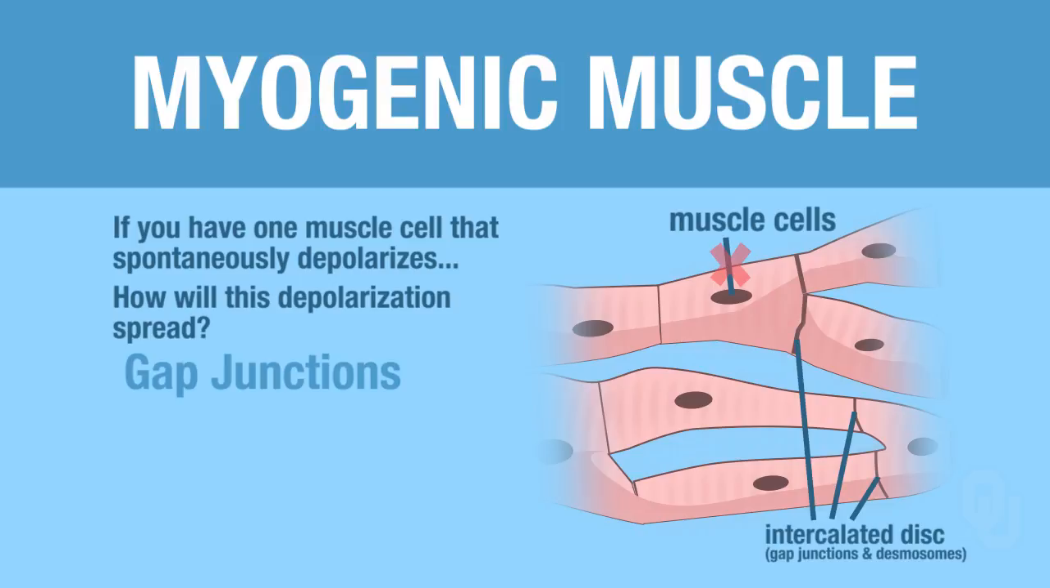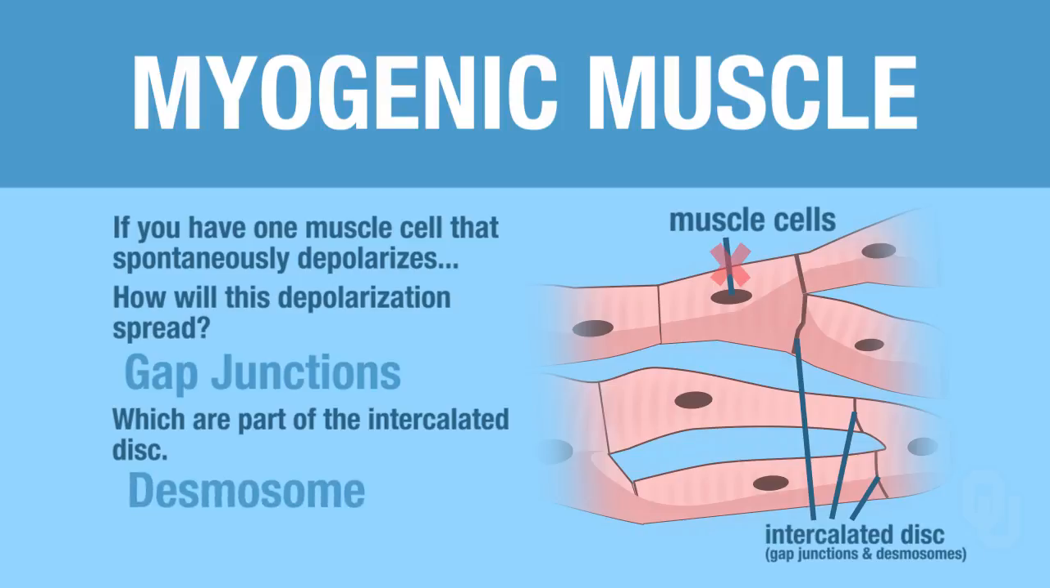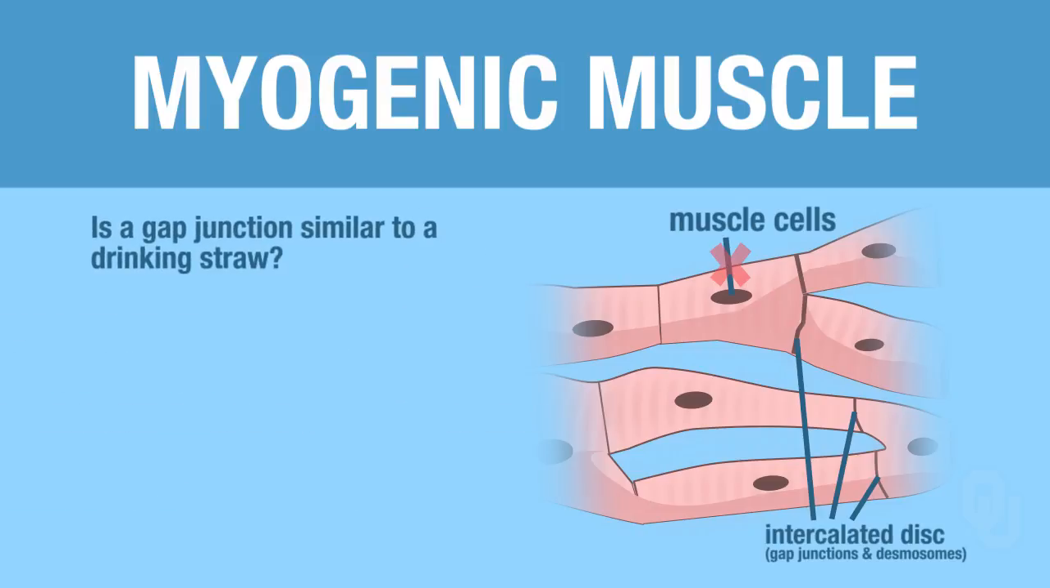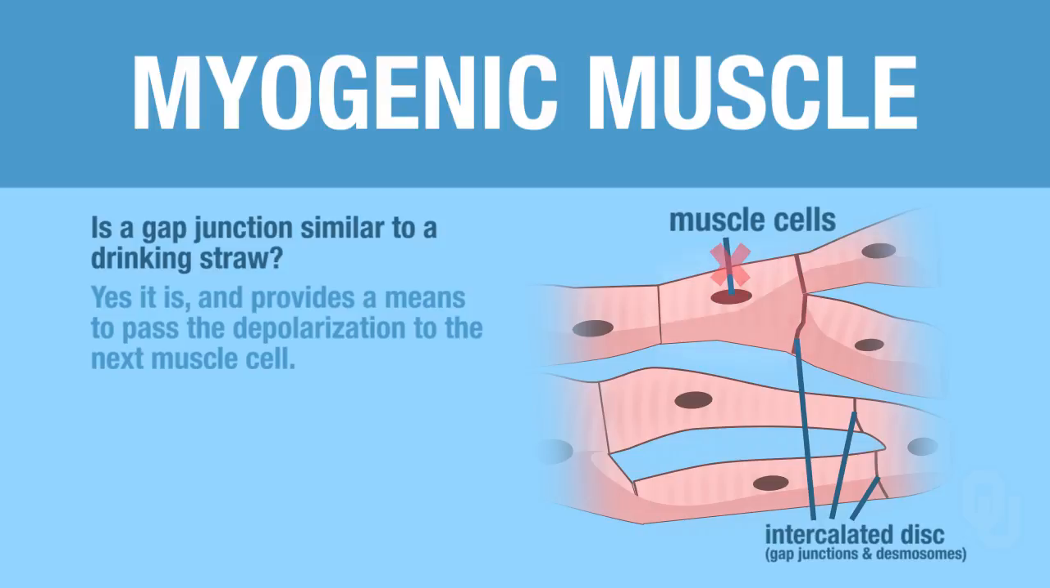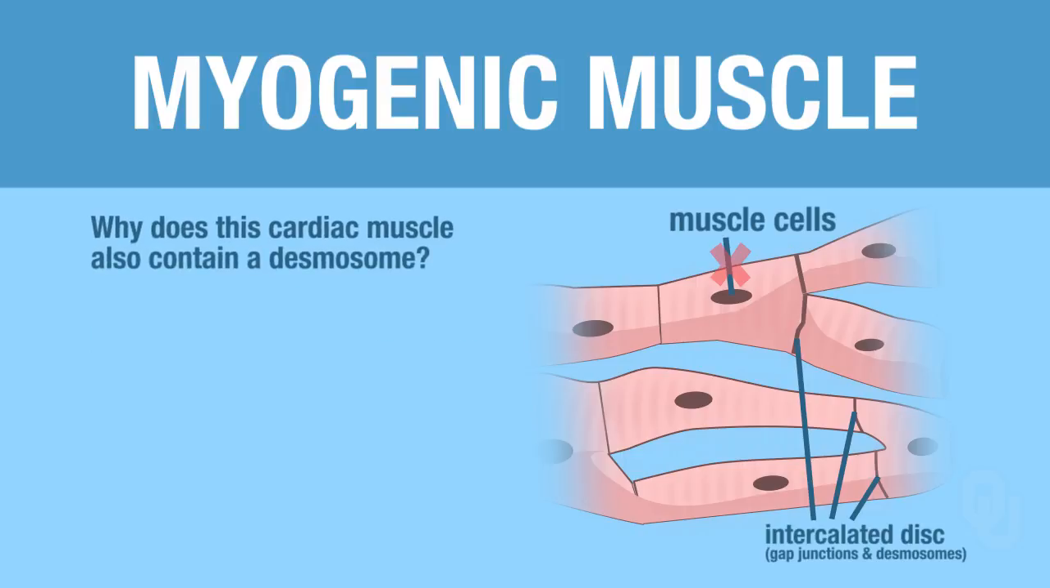In cardiac muscle, this gap junction is part of this intercalated disc. The other part of the intercalated disc is the desmosome. So is a gap junction similar to a drinking straw? Yes, it is. So depolarization is spreading to the next muscle cell through the gap junction. And why does cardiac muscle also have these desmosomes? What's their function? It allows the muscle to stretch without tearing.